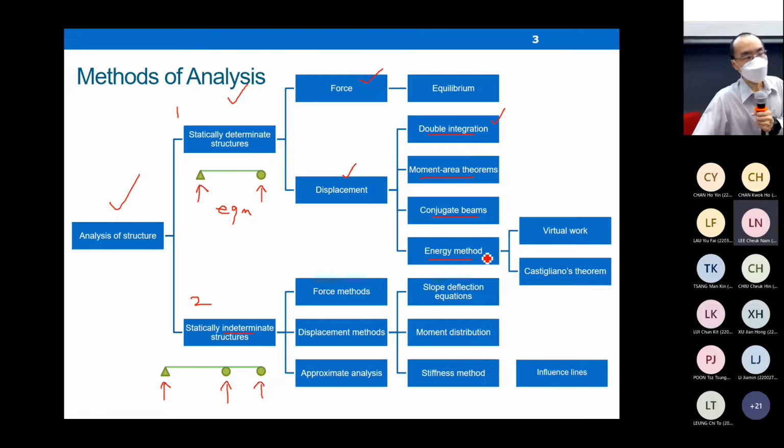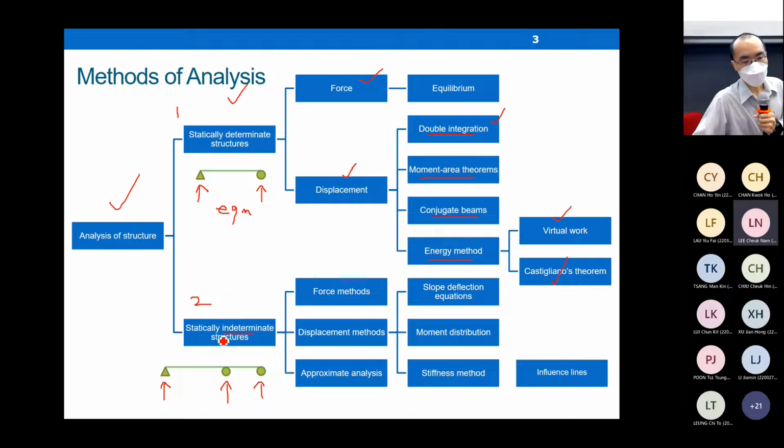Energy method. You can use energy principles to find out displacement of structures. You have learned the virtual work principle. You have learned Castigliano's theorems. There are two classical energy approaches to find out the deflections of beam structures. And then we move on to the other topic, indeterminate structures, right?